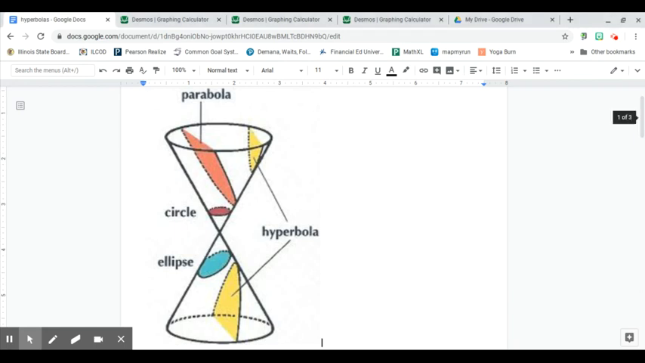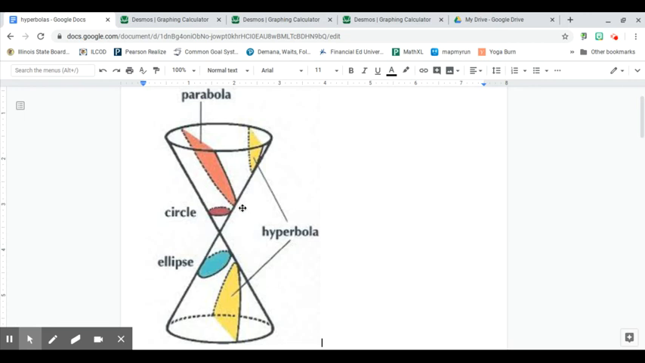Today we're going to pick up where we left off with our discussion of conic sections. Before we left on break, we talked about two of the conic sections, the circle and the ellipse. Remember, conic sections are formed by taking a plane, so think like a slice or a sheet of paper, and slicing it through a cone.